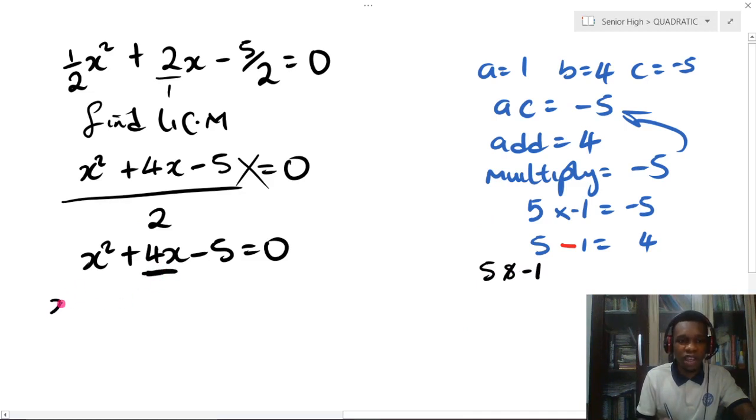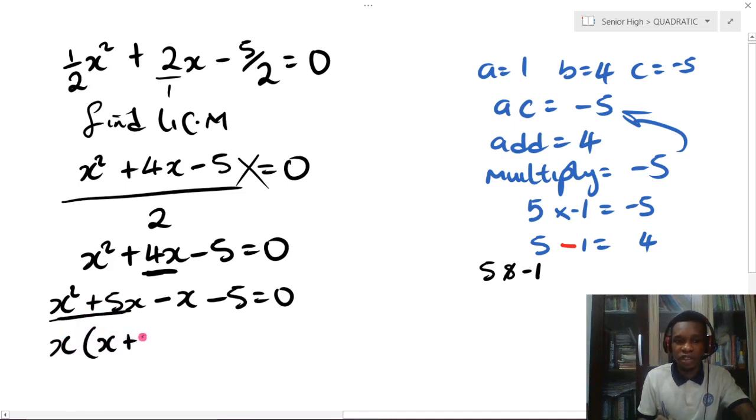It will be what? X squared plus 5x minus x, because 1x is still minus x, minus 5 is equal to 0. So now we factorize. Look for what is common between these two. Between these two, what's common? It's x. So bring out an x, and then here's x plus 5 if it divides through.